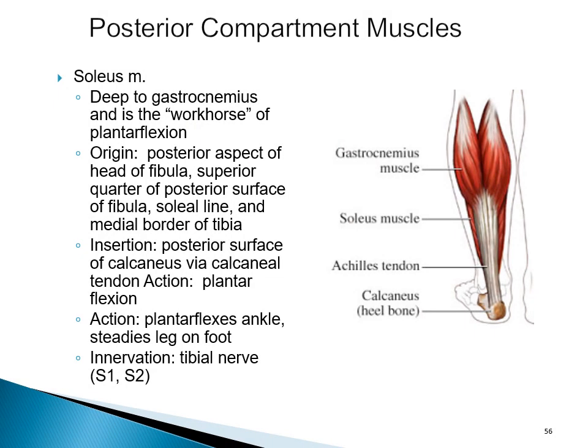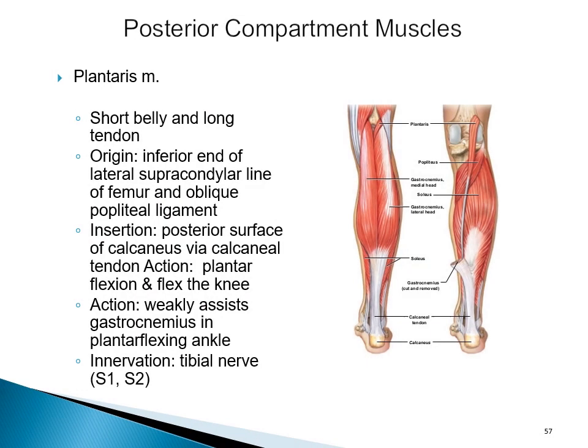The soleus muscle, its action is to plantar flex the ankle. Its innervation is tibial nerve, S1 and S2. Its insertion is the calcaneus via the Achilles tendon. The plantaris muscle, its action is to assist the gastrocnemius in plantar flexion of the ankle, and its innervation is the tibial nerve, S1, S2.